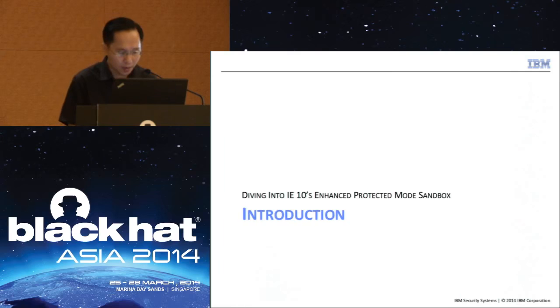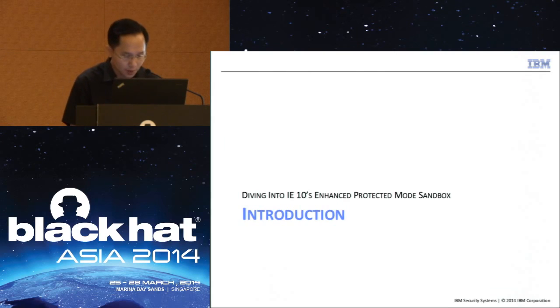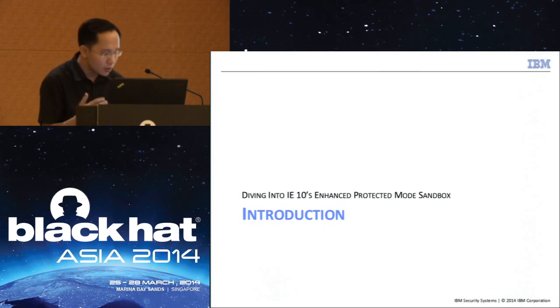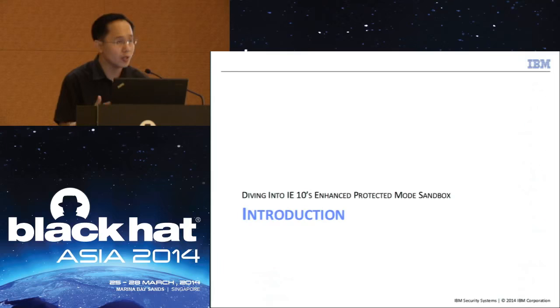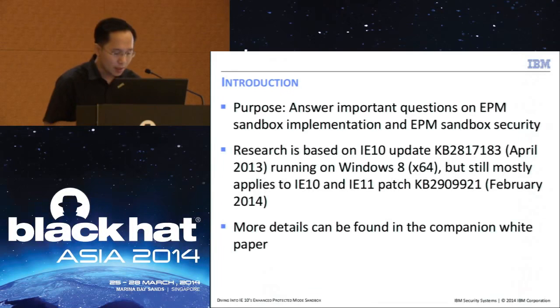EPM was introduced in IE 10 on Windows 8, and it is the improved version of the Protected Mode Sandbox first introduced in IE 7. It is improved in a way that in addition to limiting write access, which helps in preventing installation of persistent malware, EPM additionally limits read access and limits certain capabilities of the sandbox process. So this talk also applies to IE 11 as well. Also, a detailed white paper is available, I think, in your Black Hat CD, and an updated version will be uploaded in the Black Hat website.